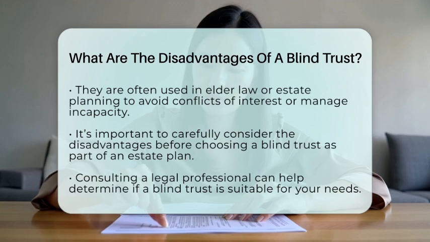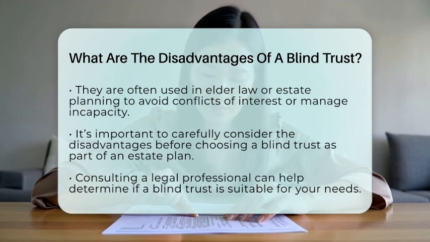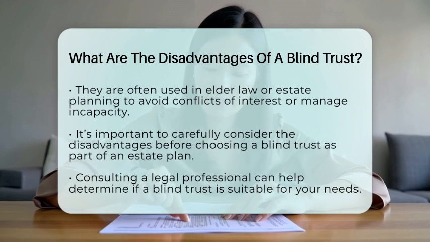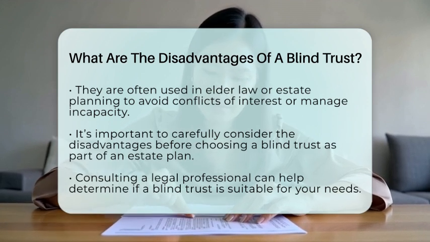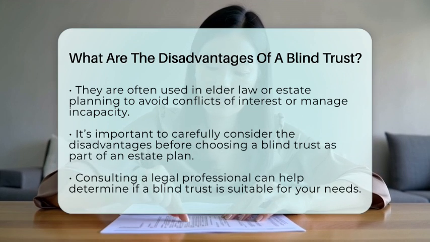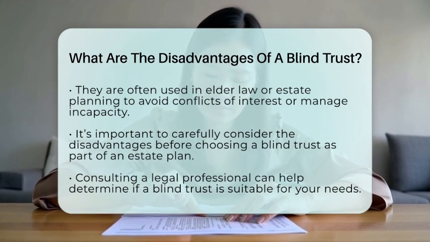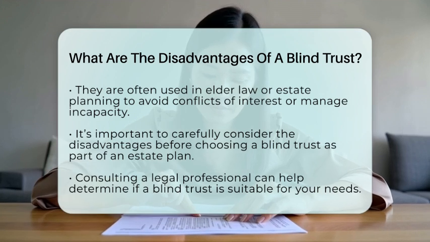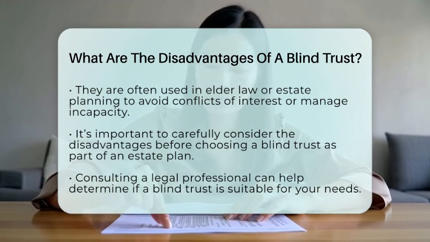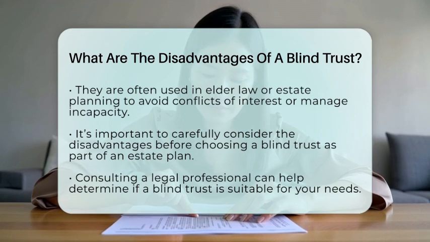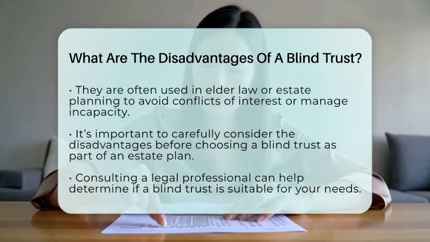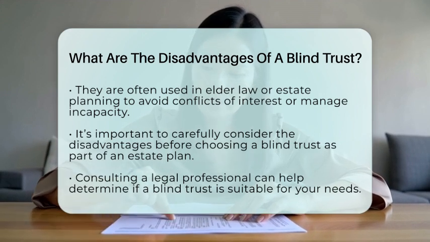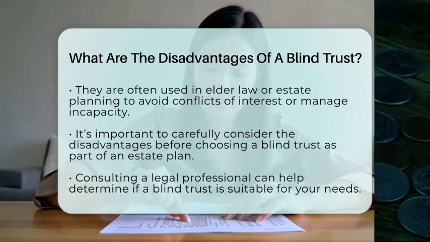In elder law or estate planning, blind trusts are often used when someone wants to stay out of the day-to-day management of assets, especially if they're concerned about conflicts of interest or incapacity. But it's important to weigh these disadvantages carefully. Making sure you understand the loss of control, costs, and potential risks can help you decide if a blind trust fits your estate plan. Consulting with a legal professional can guide you to the best options for your situation.